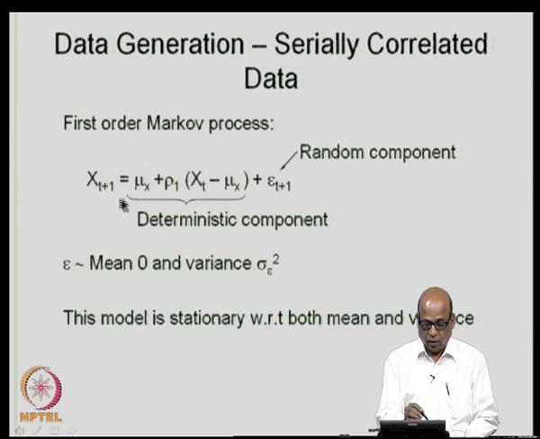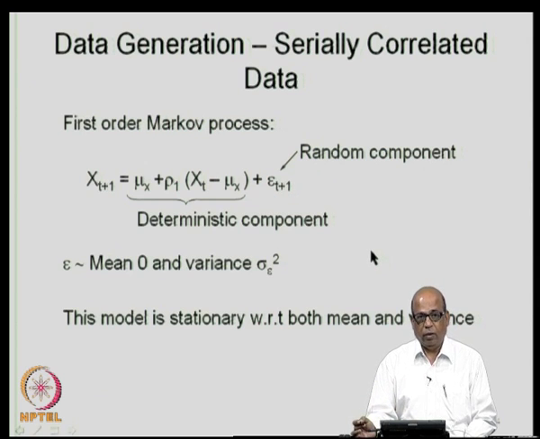x t plus 1 is equal to mu, which is the mean of the process, plus rho 1, which is the correlation of x t and x t plus 1, which indicates the dependence of x t plus 1 on x t, times x t minus mu x, where mu x is the stationary mean, plus a random component. That is all, a very simple generating process.